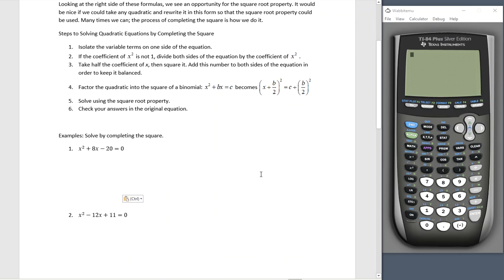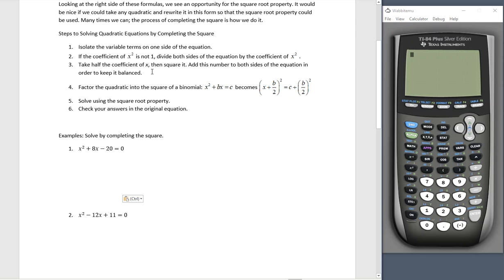So, steps to solving quadratic equations by completing the square. First of all, we're going to isolate all the variable terms on one side of the equation. I'm going to put them to the left. If the coefficient of x squared is not 1, divide both sides of the equation by the coefficient of x squared. We'll get to that in examples, starting with example 3, I believe.